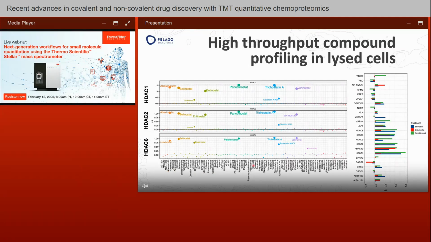multiple compounds on the x-axis, and the y-axis corresponds to the thermal stability shift. And we see 3 proteins, HDAC1, HDAC2, and HDAC6. We can see the compounds which cause significant change in thermal stability of HDAC1, HDAC2, or HDAC6 on each of this plot, and we can already here spot some key differences. For instance, entinostat stabilizes HDAC1, HDAC2, but doesn't stabilize HDAC6. And the opposite, droxinostat stabilizes HDAC6, but not HDAC2, and to some extent HDAC1.